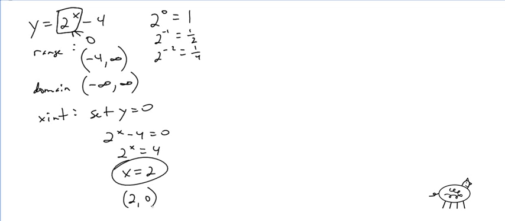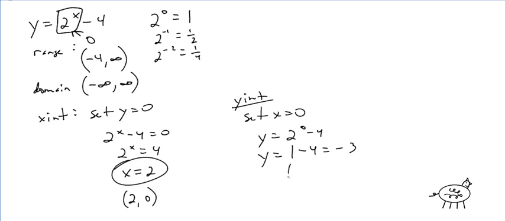Alright, let's find our y-intercept. How do you find the y-intercept? That's actually easier. You set x equal to 0. So let's do that. y is equal to 2 to the 0 minus 4. Anything to the 0 power is 1, don't forget that. 1 minus 4 is negative 3. So we get (0, -3). That's your y-intercept. Pretty easy.